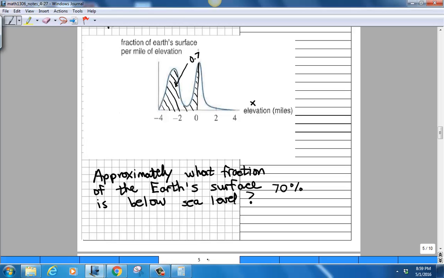We're thinking 70% of the Earth's surface is below sea level. And again, another way to express this idea is, if you randomly picked a position on the surface of the Earth, what would be the probability that it's below sea level? You'd have about a 70% chance that you would pick a position that was below sea level.